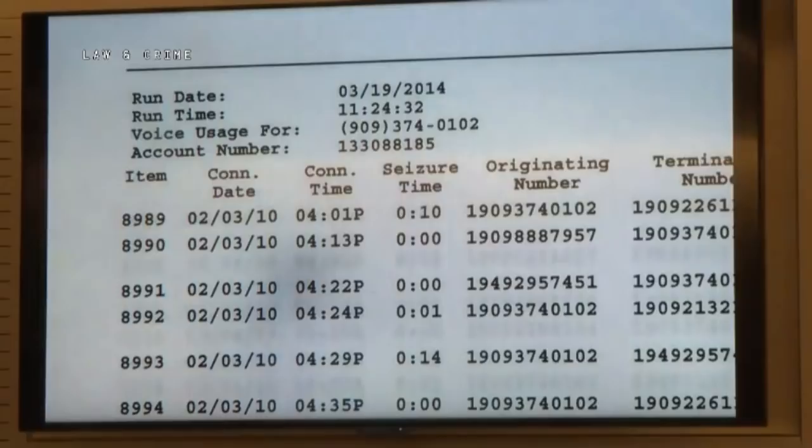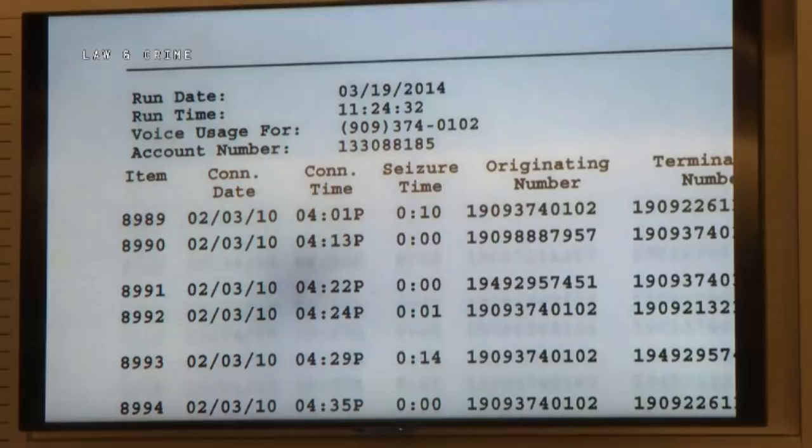Yes, so the information on the top where it says run date, that just tells you the date that the records were pulled by AT&T in this case. The voice usage indicator tells you the phone number that these records pertain to, and then it also tells you that this is for voice information only, so it's not a text message or data connection. The account number is just their internal account number for billing purposes. And then from then on down are the individual columns. So each horizontal row indicates a network interaction.